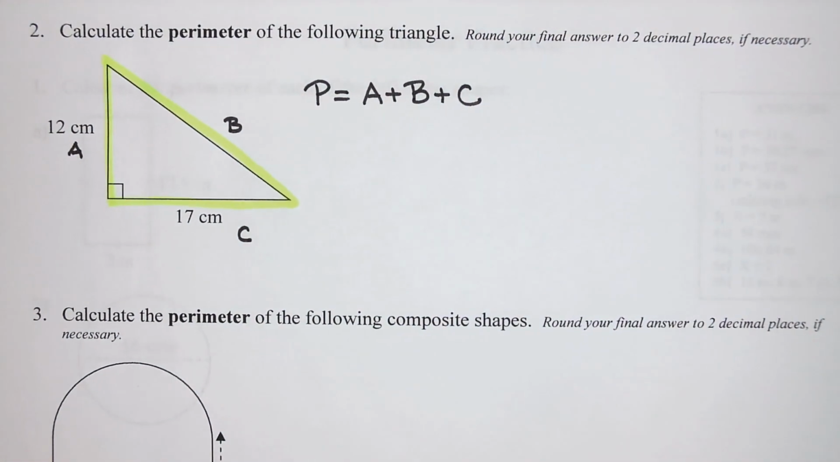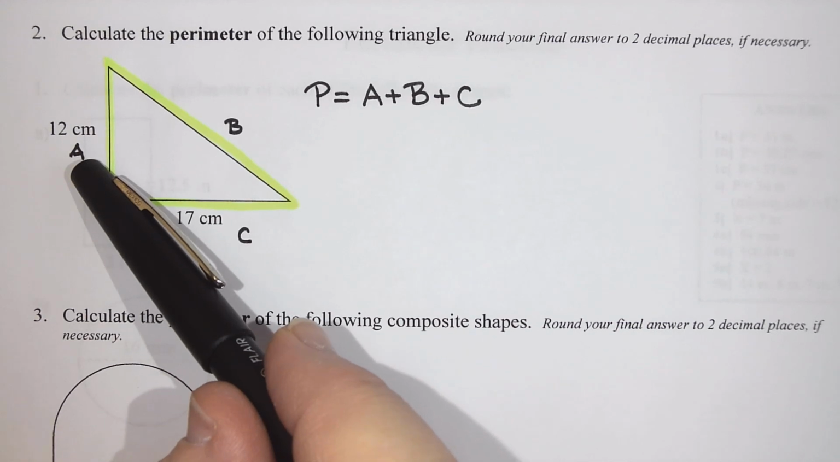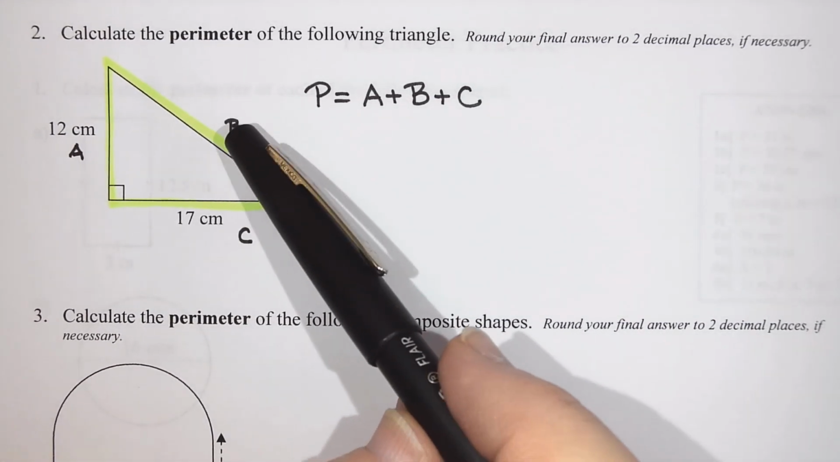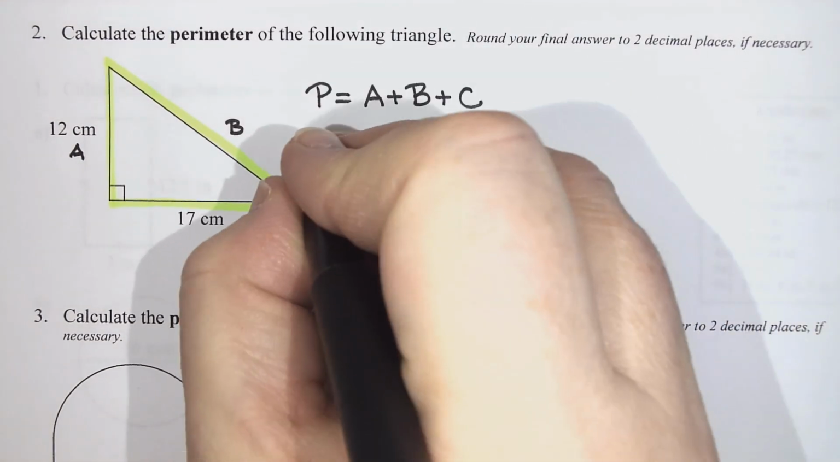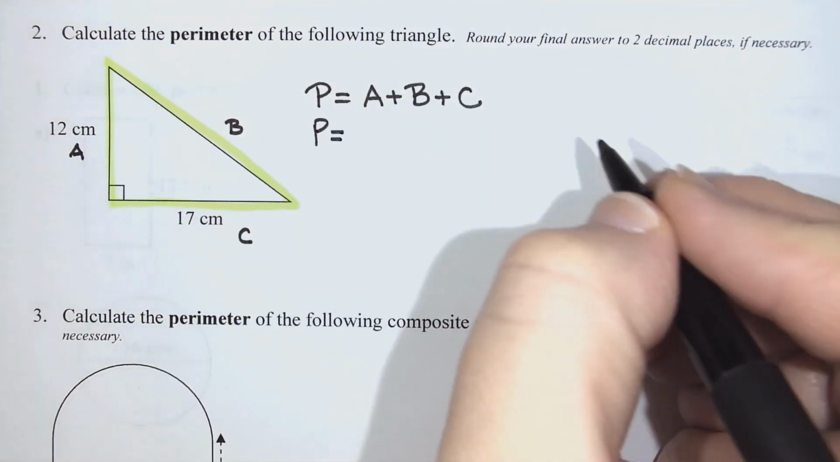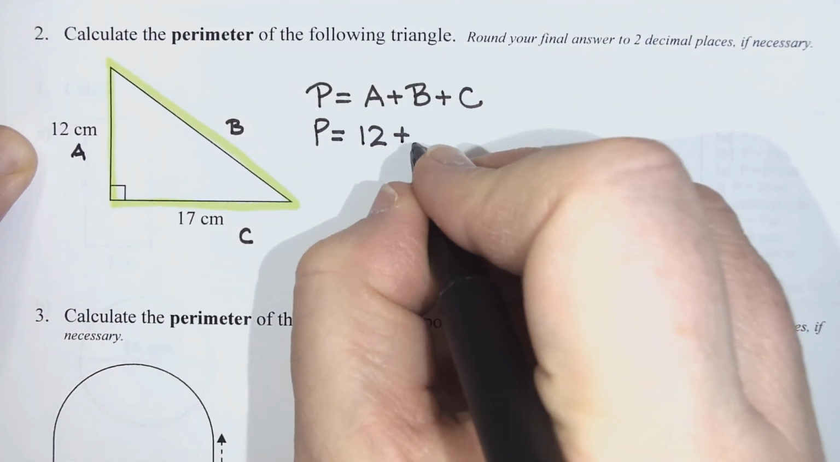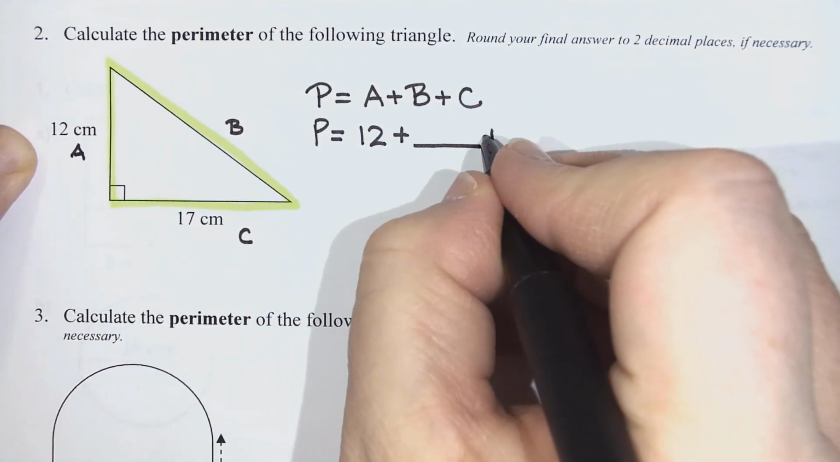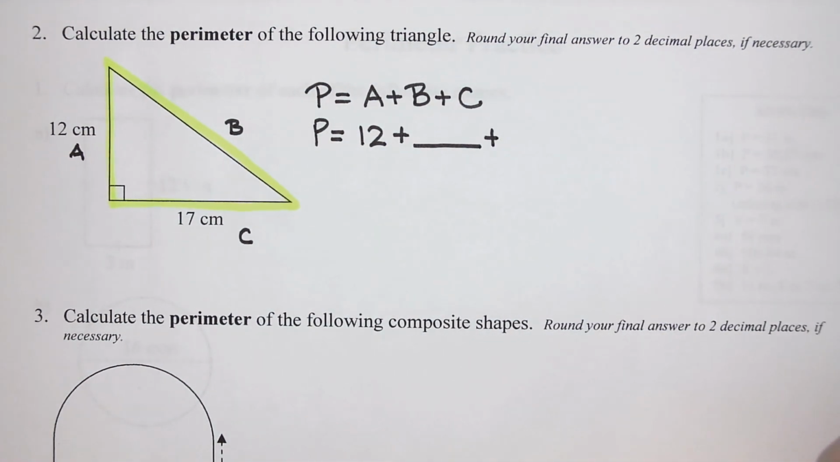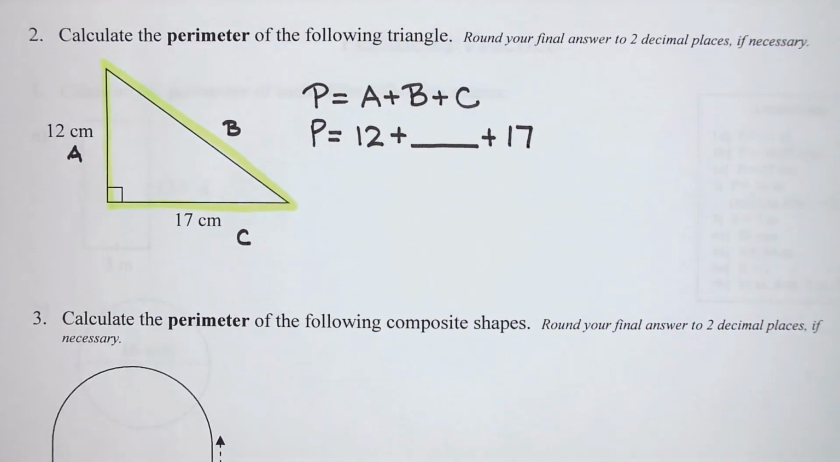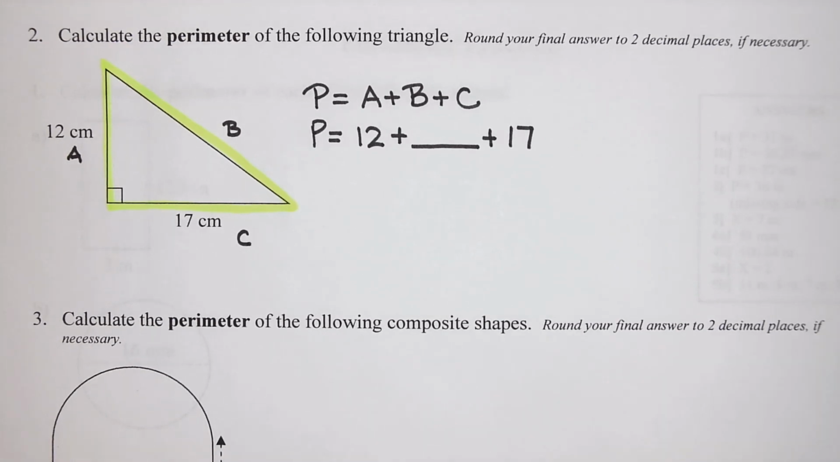Now, I know what side A is, it's 12, and I know what side C is, it's 17, but I don't currently know what side B is, which is a little bit of a problem. So here I have 12 for side A. I don't know what side B is, so I'm going to leave a little blank so that hopefully we can fill that in once we figure it out. And then side C is 17. Now, I do need to figure out that missing side. How are we going to do that?